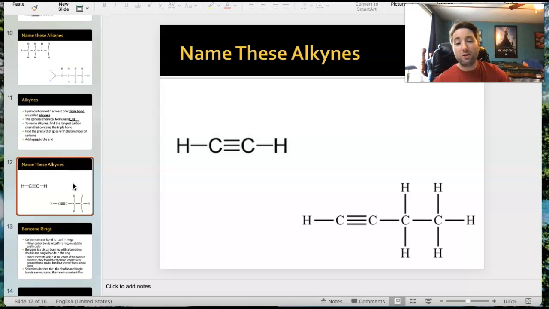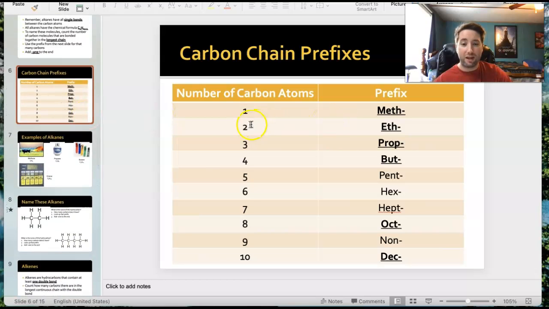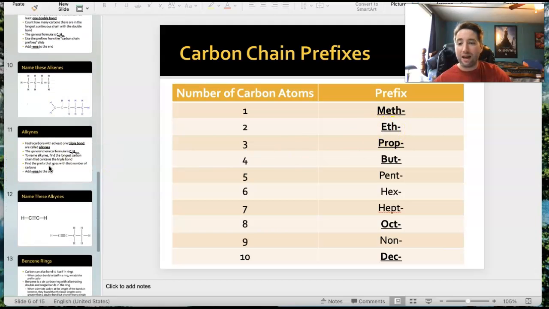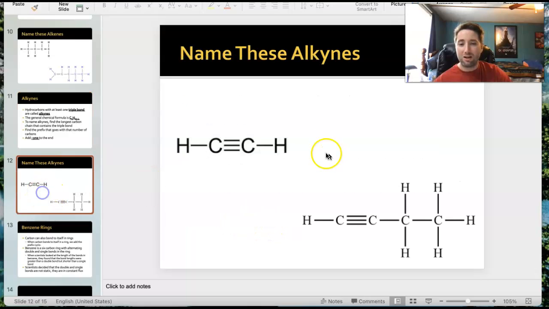All right, naming these alkynes. If you notice, there's 3 lines in between here: 1, 2, 3. So this is going to be a triple bond here. So we've got 2 carbons, 1, 2. If you don't remember what the prefixes were for those, let's scroll back up here. So we had 2 carbon atoms, so it's going to be eth. And then we're going to add YNE to the ending. So this one is going to be ethyne. And I know these sound really weird, but, you know, scientists came up with these rules.